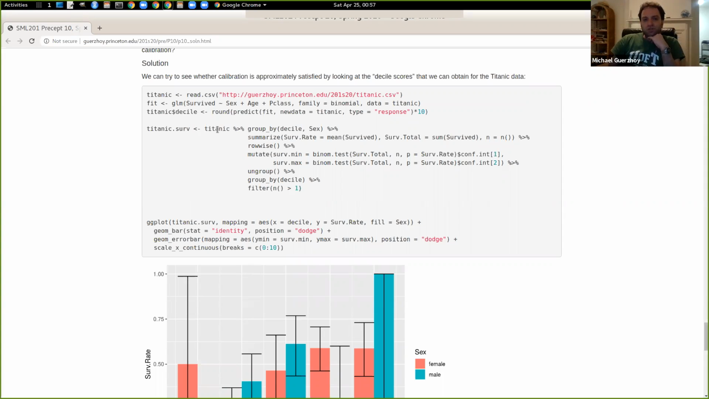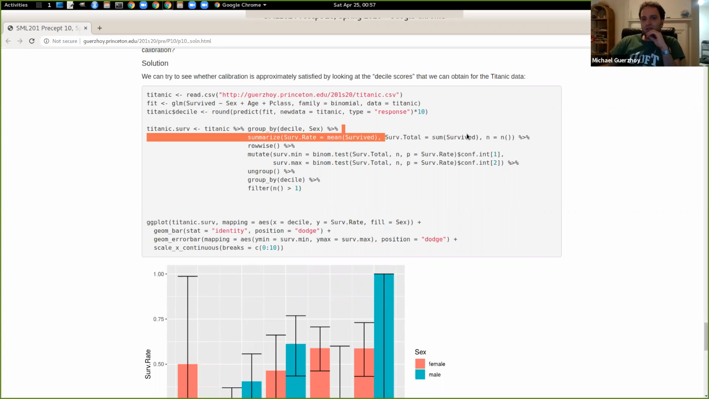Then what we do is we say, okay, we'll group by decile and sex. We do that in order to compute the probability of actually dying if the model predicted that you died, or actually living if the model predicted that you lived, for males decile 1, males decile 2, females decile 5, males decile 5, and so on. So for each of those groups, we compute the mean of survived. That's the survival rate.